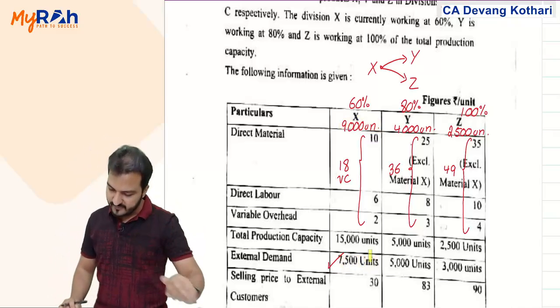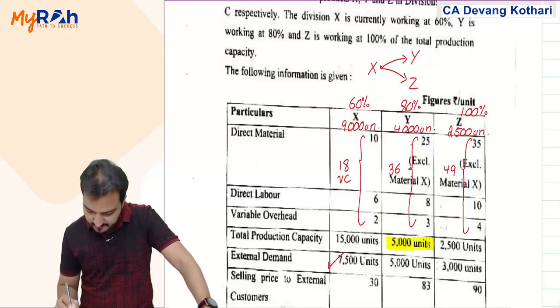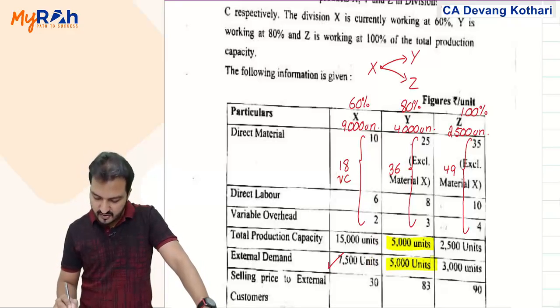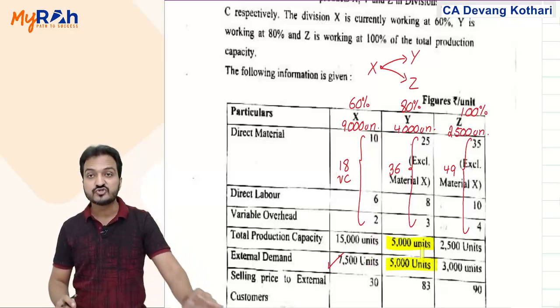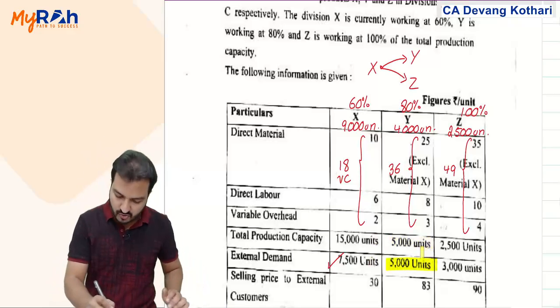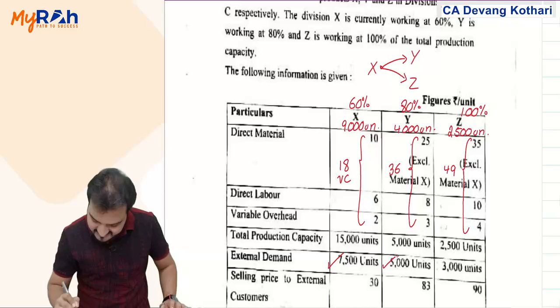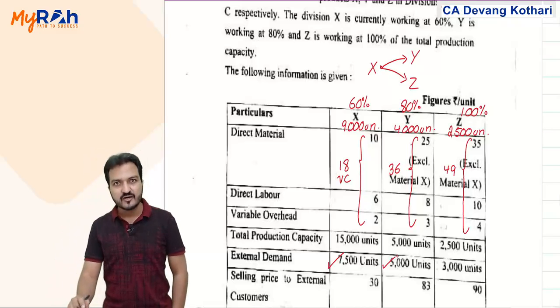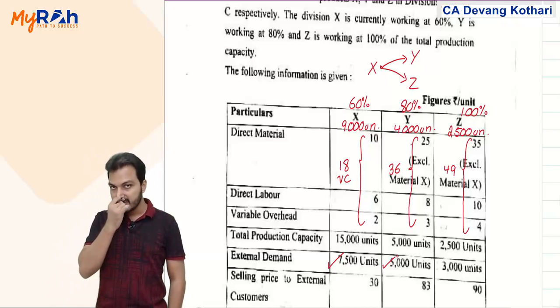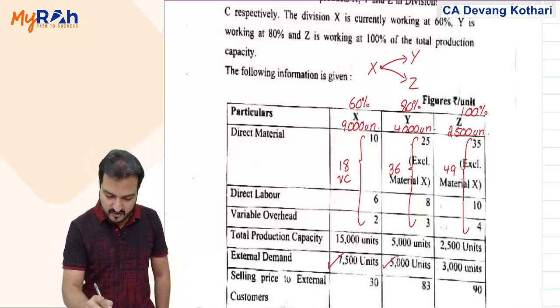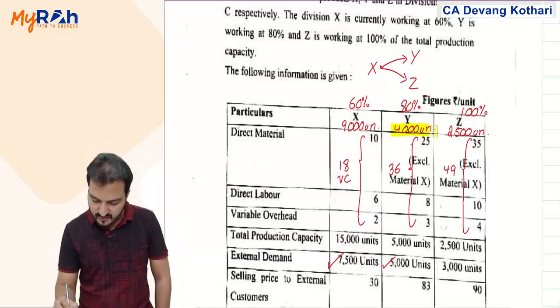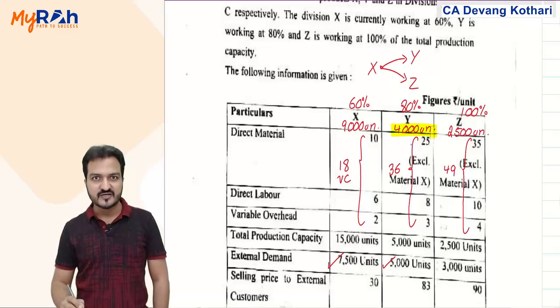Done? Okay. Division Y. Production capacity 5,000, external demand is also 5,000. So they are able to do 5,000 units external sale. They can do 5,000 units external sale, but currently they are doing what? Currently they are doing only 4,000 units external sale.